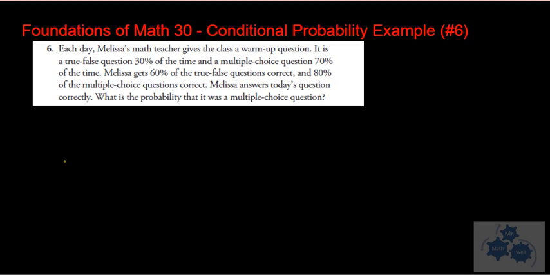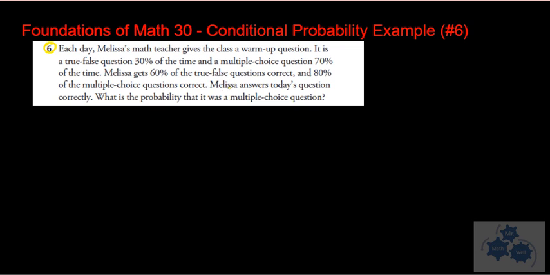All right, here's another example of conditional probability, Foundations of Math 30. This is number 6 in the text, so if you're following along, there's number 6. It says this: each day Melissa's math teacher gives the class a warm-up question. It's a true-false question 30% of the time, and multiple choice 70%. Melissa gets 60% of the true-false questions correct, and 80% of the multiple choice questions correct. Melissa answers today's question correctly. What's the probability that it was a multiple choice question?